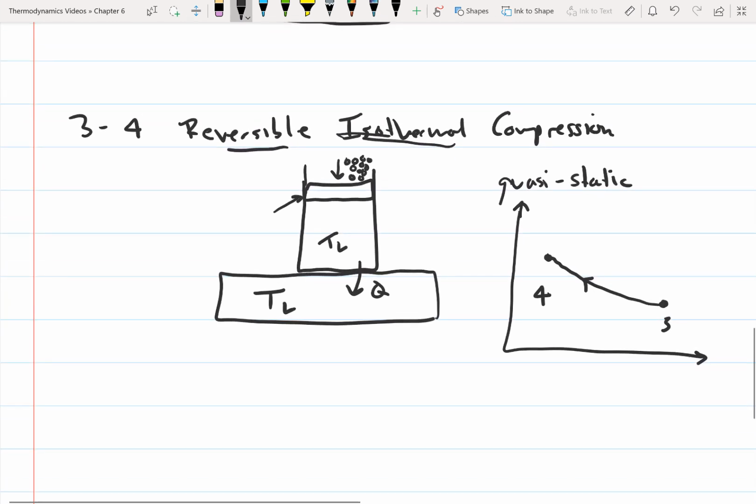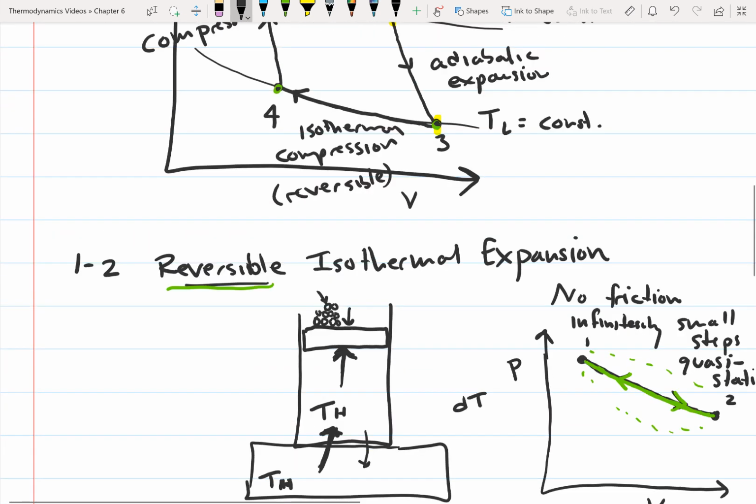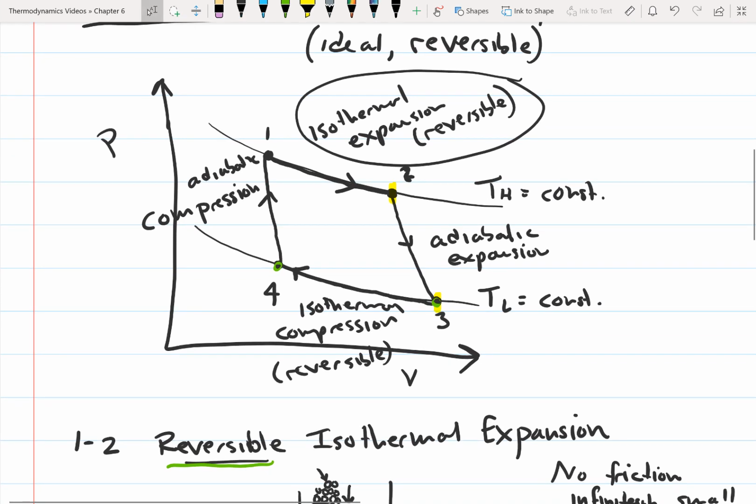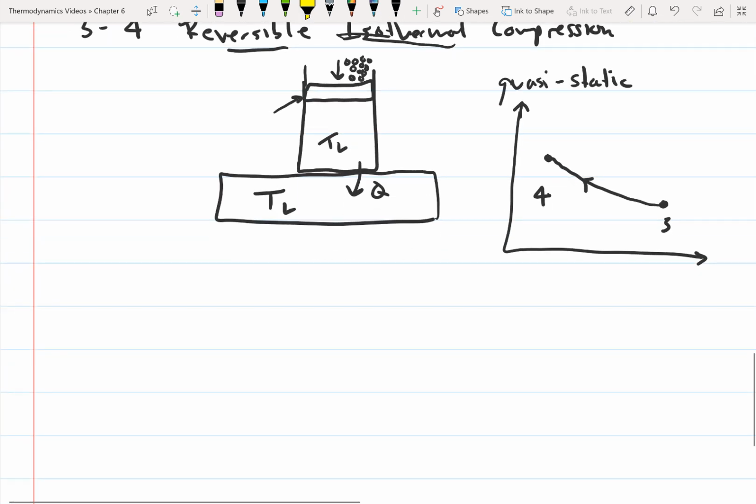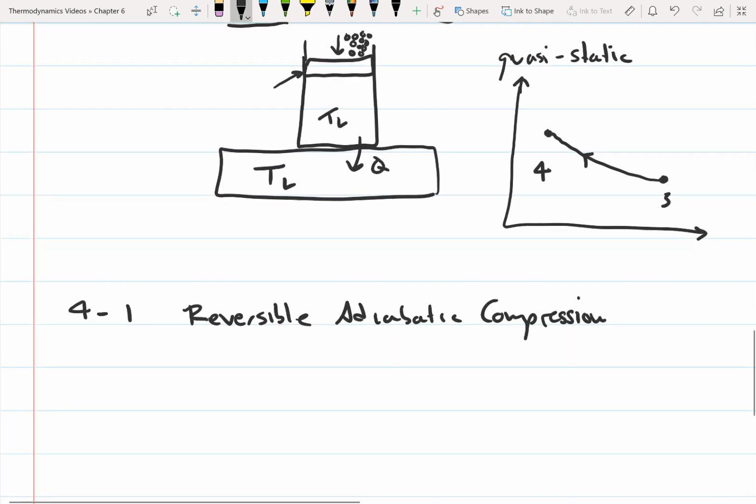Now let's look at the last process. So the last process, we're going from state 4 to state 1, and we're still compressing the gas. This is going to be adiabatic compression. So we're going from state 4 to state 1. So this is going to complete the cycle, and this is going to be reversible adiabatic compression.